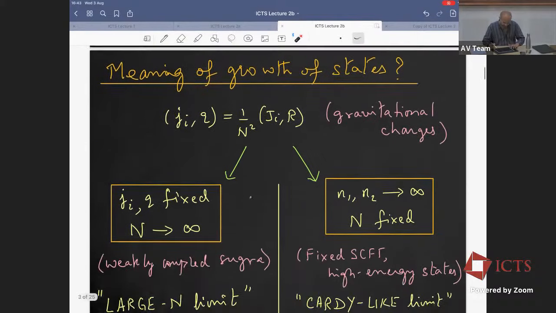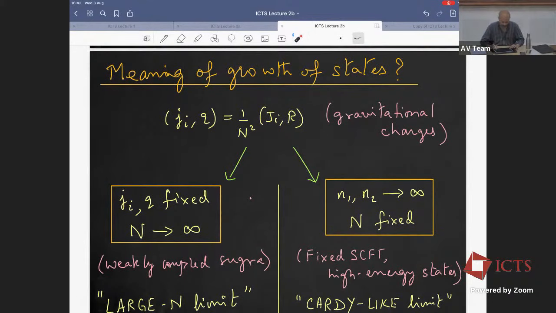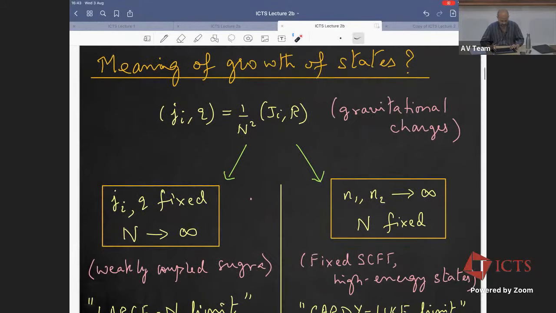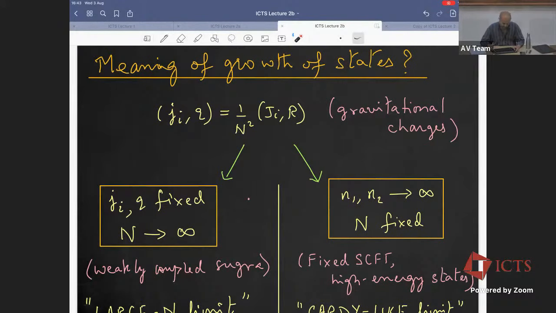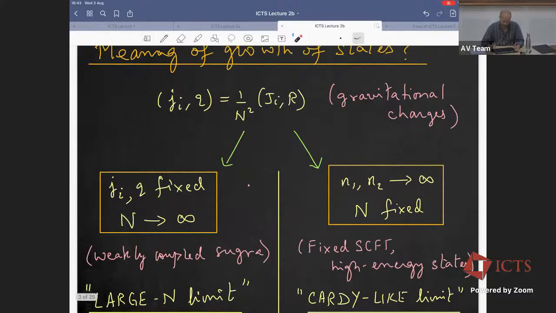So the question is, what is the meaning of the growth of states? First, remember that in gravity the gravitational charges are defined with a G Newton in it. So there's a 1/n² scale. These are the integer charges in field theory, and the charges that enter the gravitational calculations are those divided by n². So these I'll call J, I, and Q. If you want the gravitational charges to be finite, you want the field theory charges to be n² times some small number.